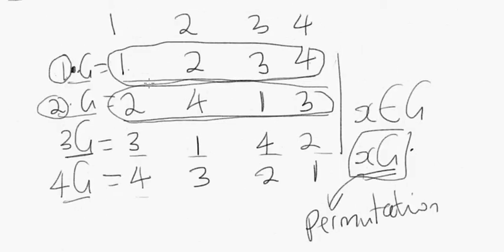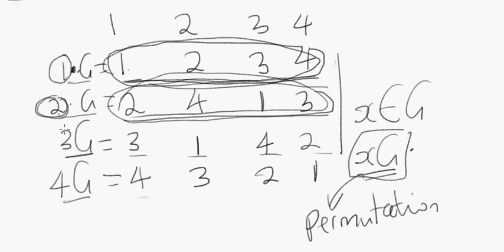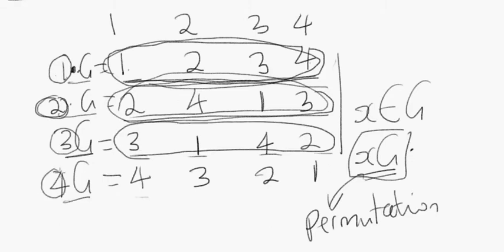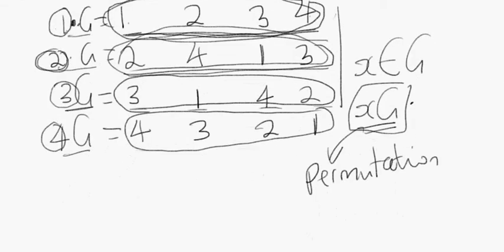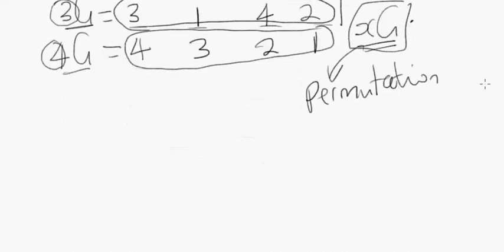However, we can also view 1, instead of viewing it as a number, as this permutation, this reordering, 1, 2, 3, 4 of the group G. 2 can then be associated with this reordering, which is 2, 4, 1, 3. The number 3 could be thought of not as a number, but rather as this permutation, this reordering of the group G. And 4 can be thought of as the reordering of the group G as 4, 3, 2, 1.